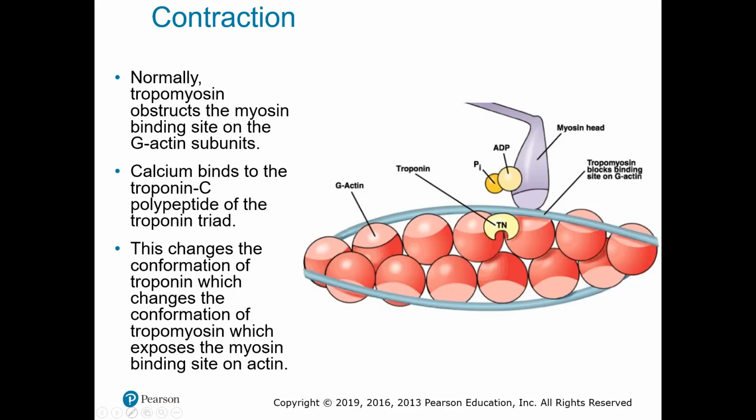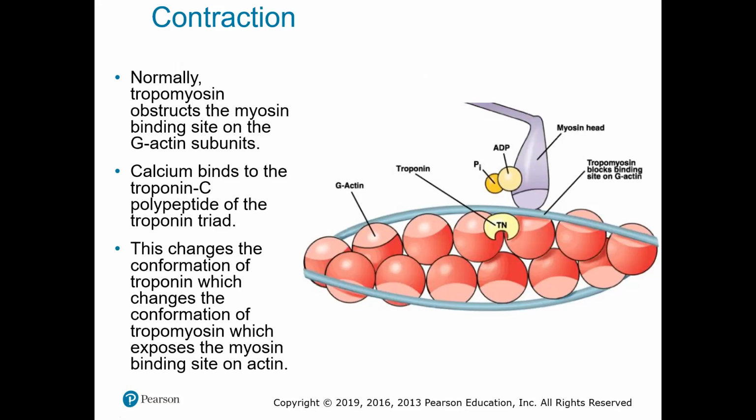The tropomyosin is blocking the binding sites. These are the binding sites right here on top of every actin molecule. They're blocked by the tropomyosin. These blue bands, these are proteins. I don't think they're actually blue, but they're blocking the binding sites. The myosin head can't get to the actin.